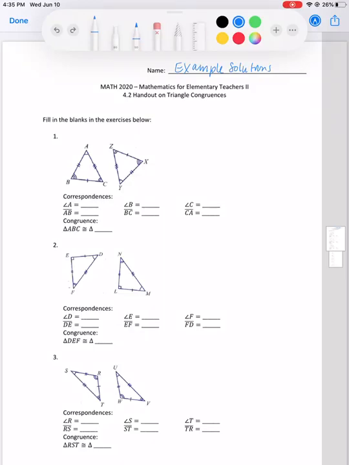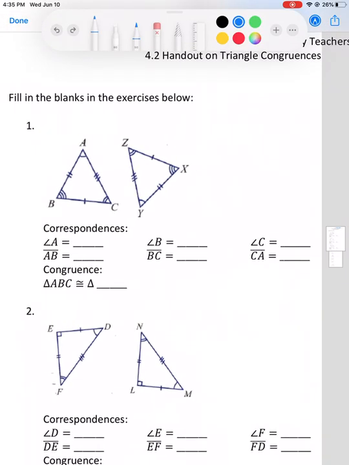Alright class, welcome to handout 4.2 on triangle congruences. We'll begin this handout with ways to name corresponding sides of triangles and corresponding angles of triangles, and how to name congruent triangles. Okay, so zooming in on number 1, we have two triangles, triangle ABC and triangle XYZ.